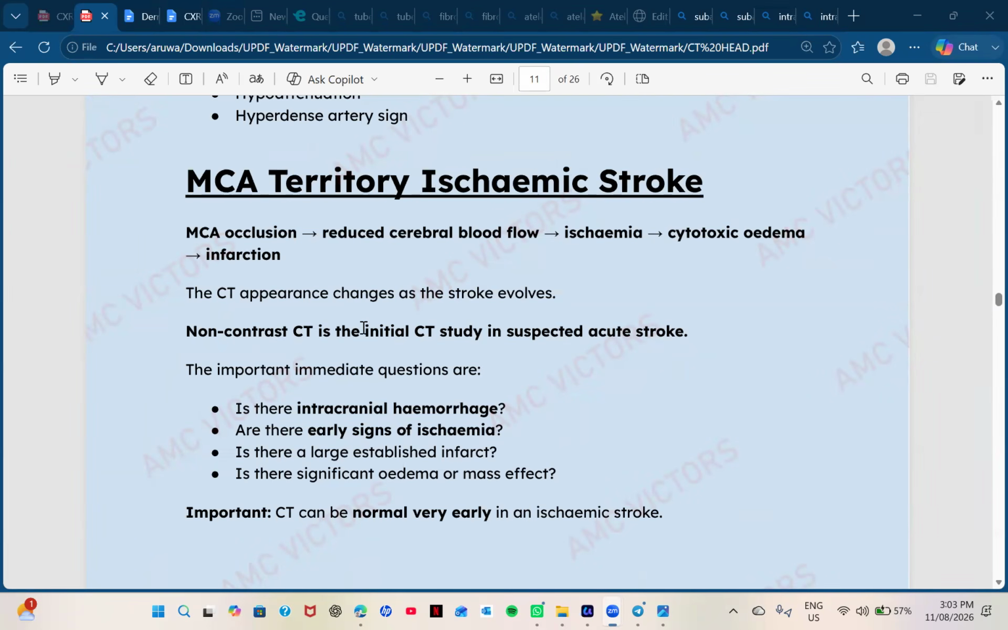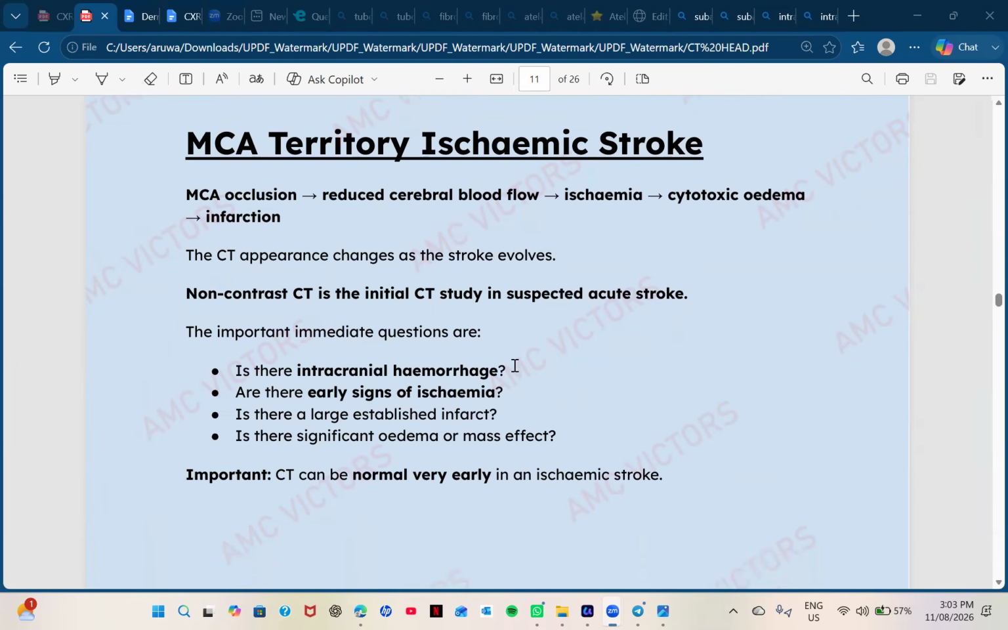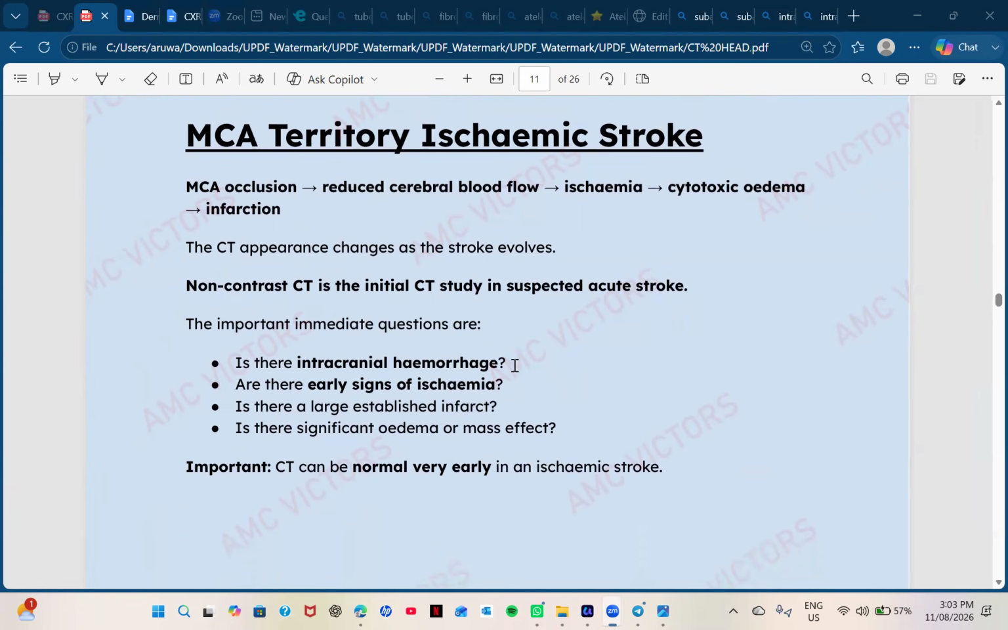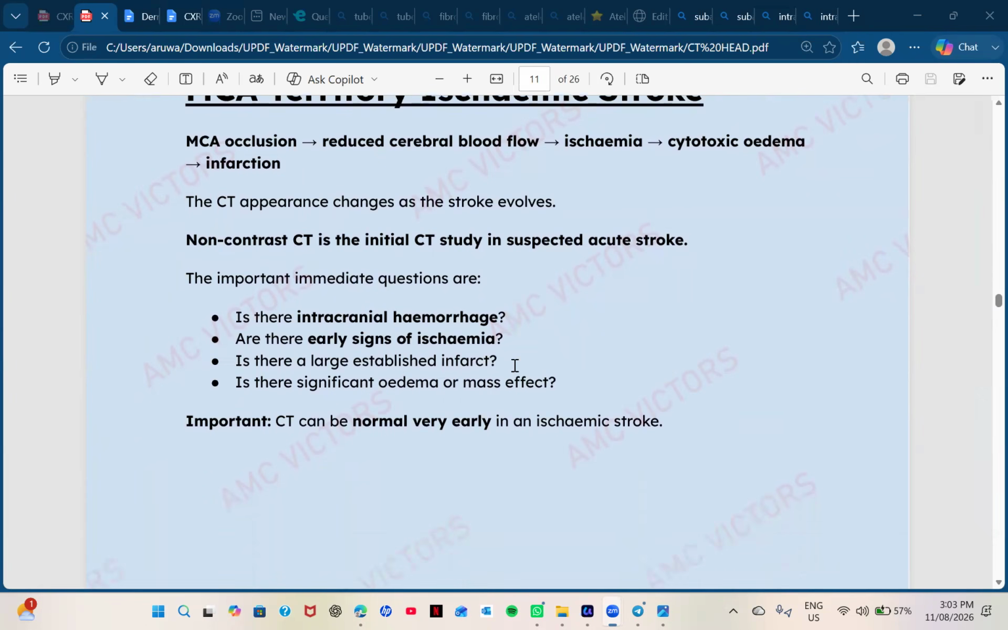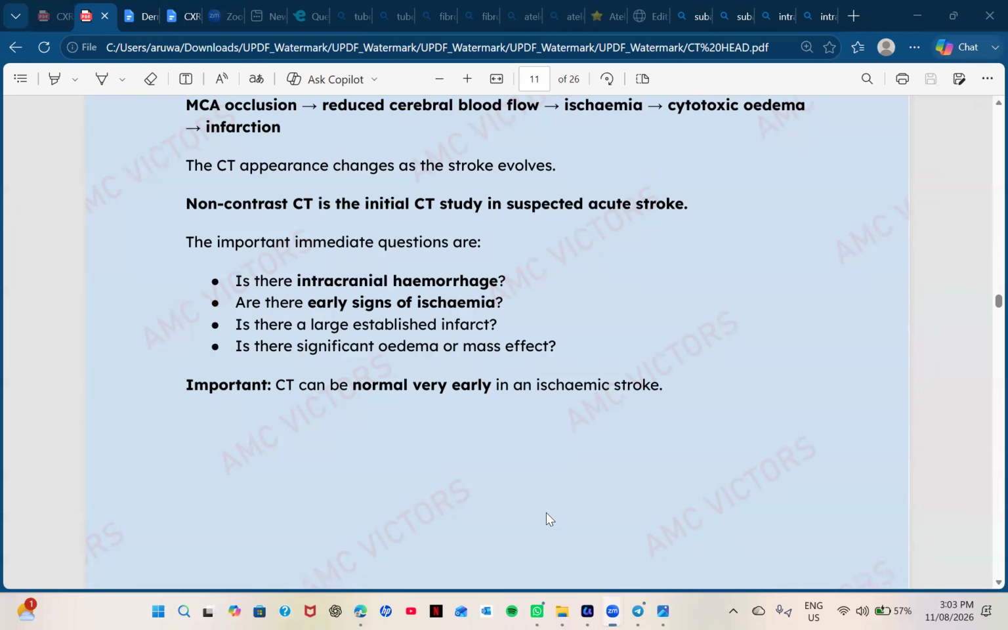If there's MCA occlusion, reduced cerebral blood flow, right? Then ischemia, cytotoxic edema, then the infarction. This is the pathophysiology, so the CT appearance changes as the stroke evolves. Non-contrast CT is the initial study in suspected acute stroke. The important immediate questions are: is there an intracranial hemorrhage, early signs of ischemia, a large established infarct, or significant edema or mass effect?